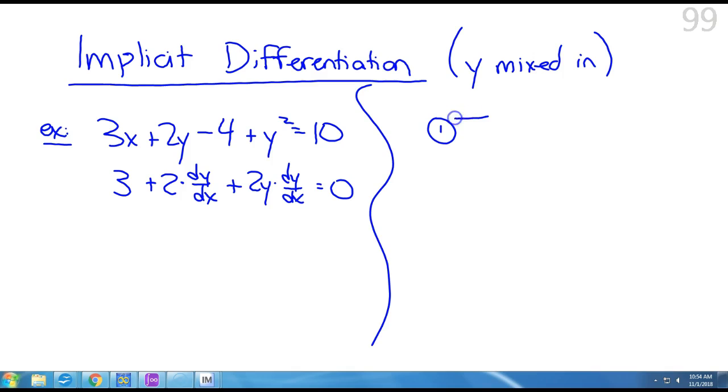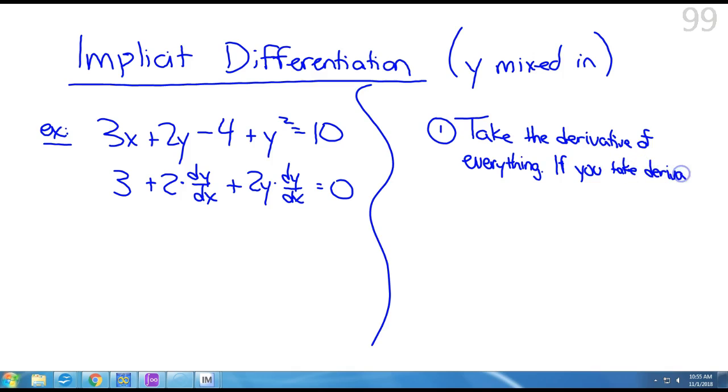So your first step, take the derivative of everything. And then if you take the derivative of a y, multiply by dy dx. I might run out of room here for the steps. That's your first step.